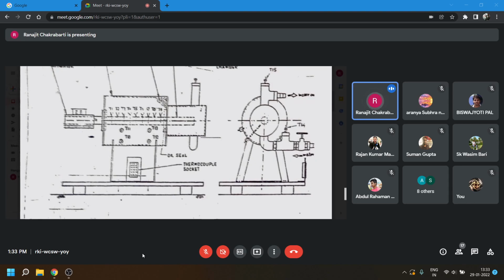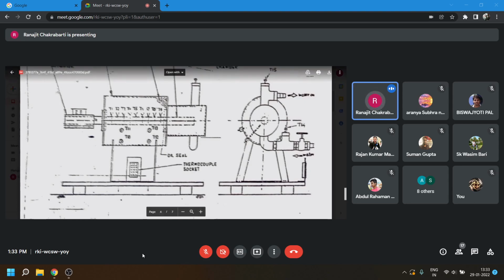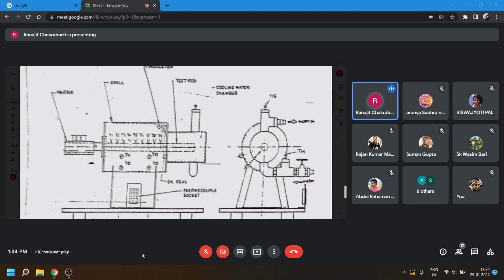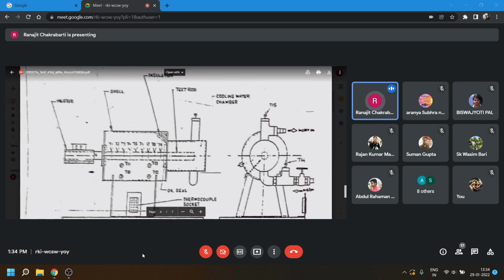And outside this rod, between the cylindrical shell and the rod, there is a space. This space here we have packed with some insulating powder, let's say asbestos powder. So this cylindrical annular space is packed with insulating powder, which here is written as insulation.